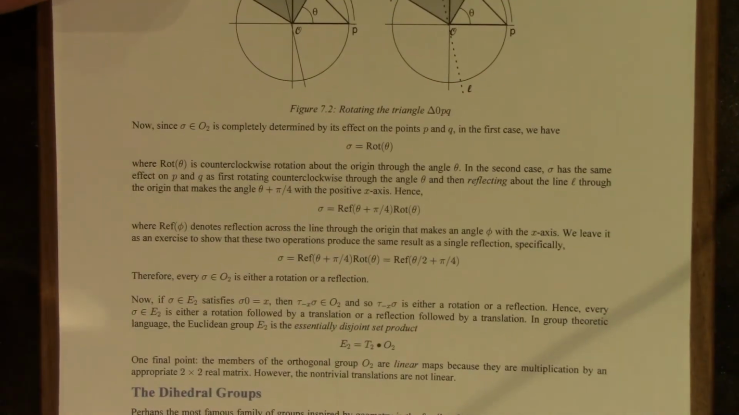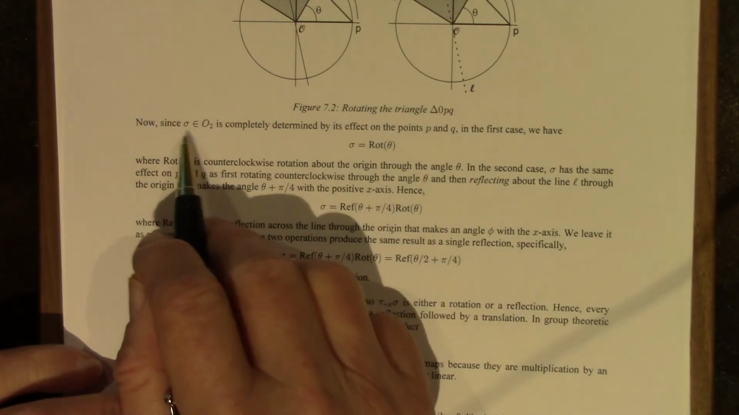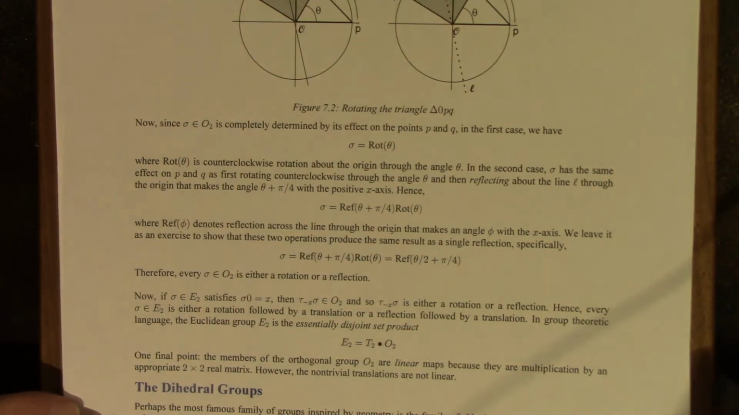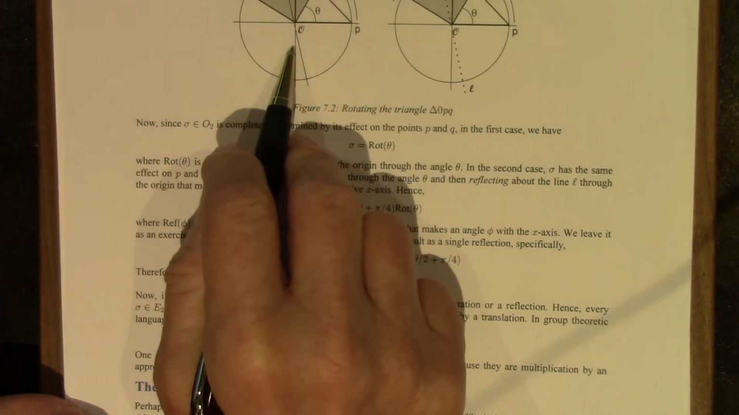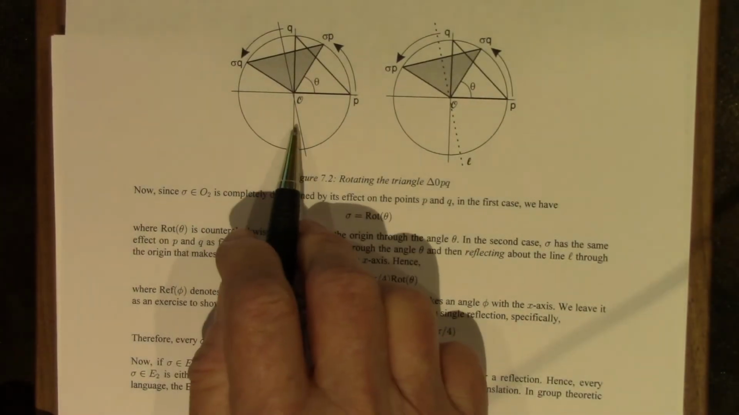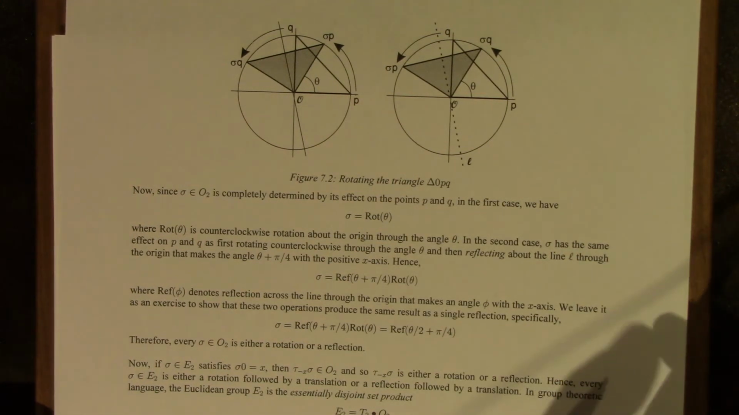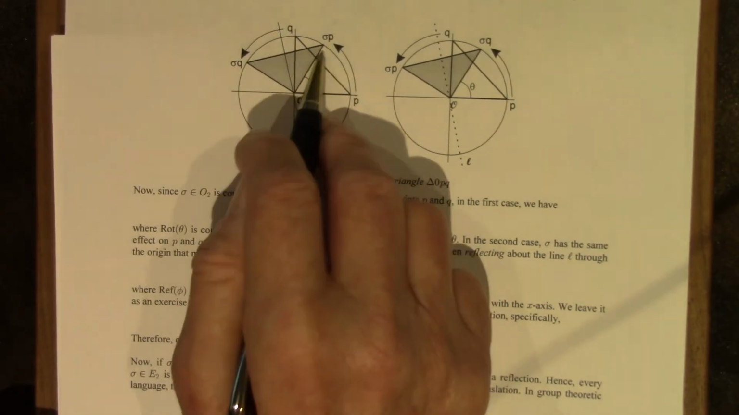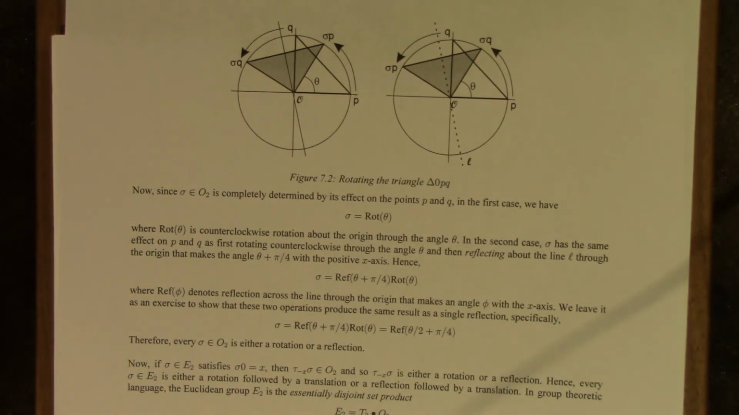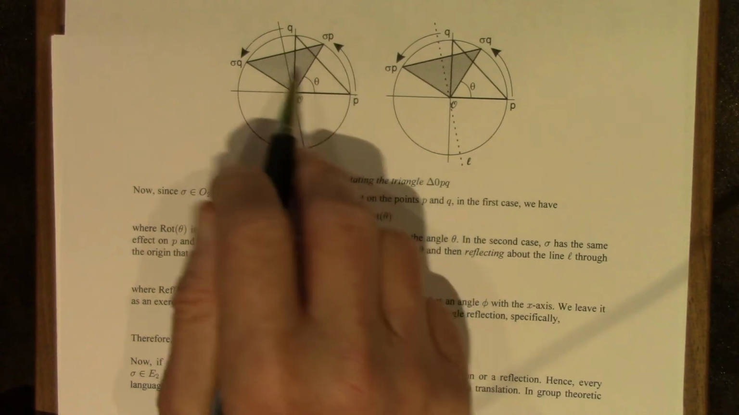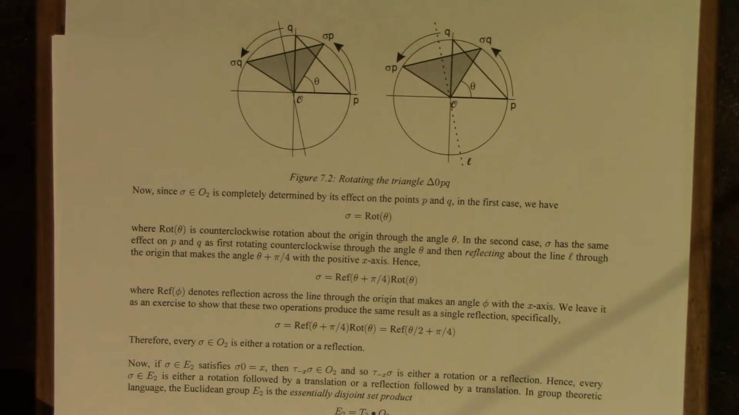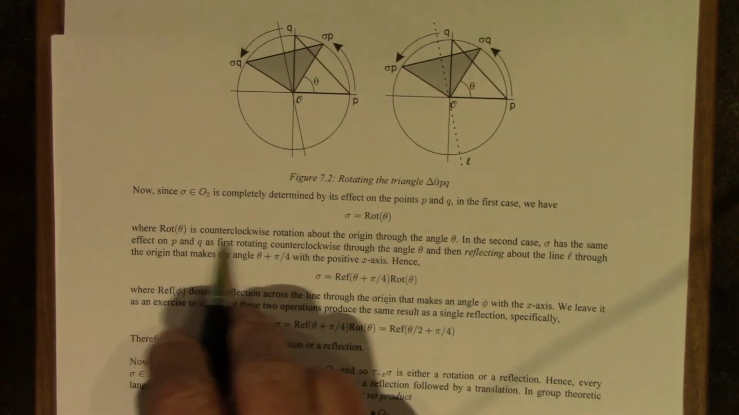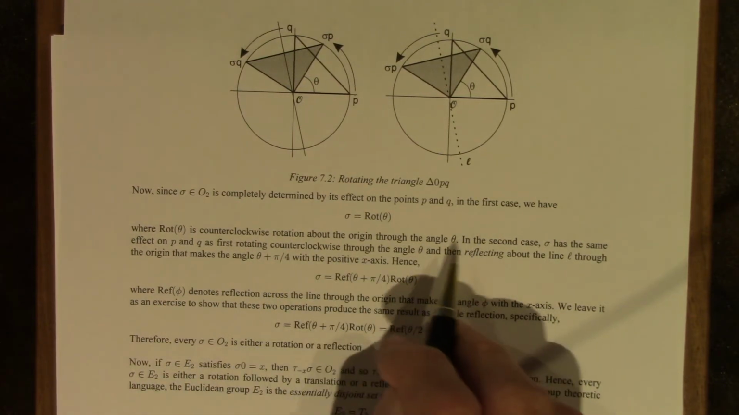Now, we know that sigma being in the orthogonal group is completely determined by its effect on the 2 points P and Q. So what does this case tell us about sigma? It does the same thing as the rotation through the angle theta, because that rotation sends P to sigma P. So the rotation has the same effect as applying sigma to both P and Q, therefore it is rotation. So sigma is rotation through this angle theta. And I'll use this notation for the counterclockwise rotation about the origin through the angle theta.